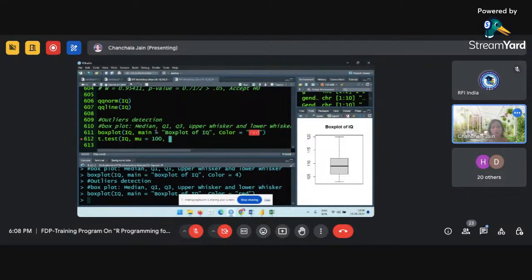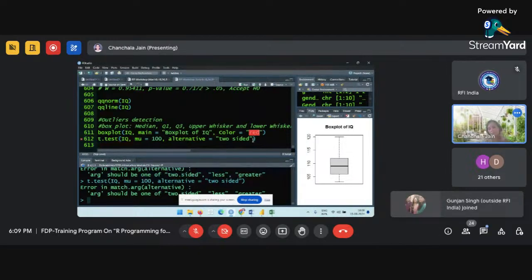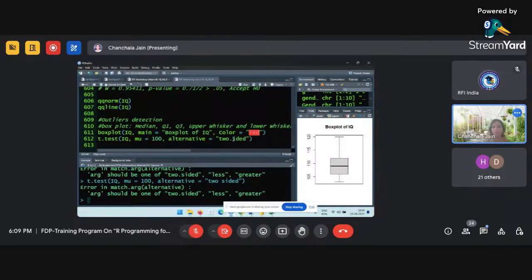And then there is the alternative parameter where you need to write two. I need to check whether it is two.tail or two tail. First I'm running it and then we will see. Only two we need to write. Two-sided we need to write. Two dot sided, sorry. Fine.